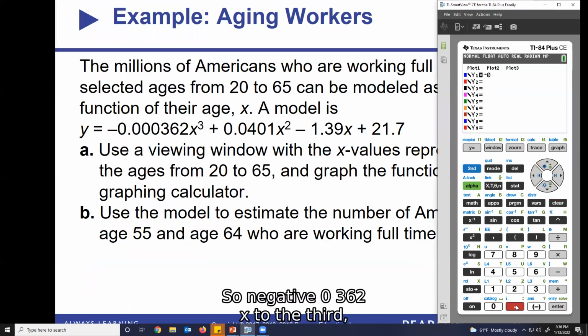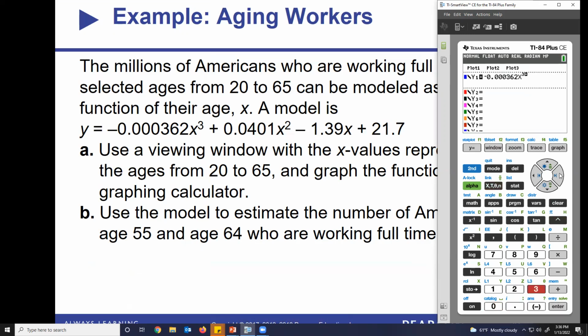So negative 0.00036 X to the third plus 0.0401 X squared minus 1.39X plus 21.7.